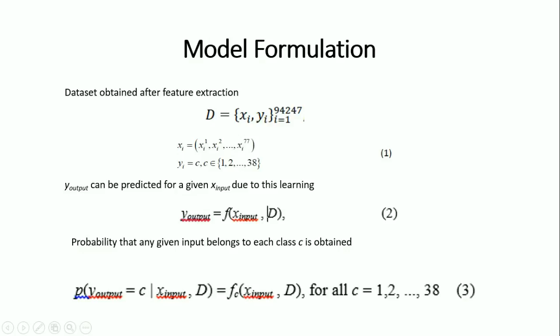Next step is the model formulation. After feature extraction, the dataset obtained can be represented as this formula right here. Y output can be predicted for any given input. So the probability that any given input belongs to each class C is obtained using formula 3.